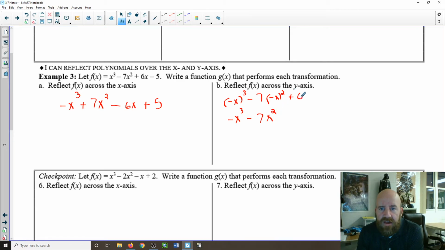Plus 6 times negative x. We know that 6 times negative x is a negative 6x, so that switches to a negative. And then the minus 5, we're not multiplying by x, so that stays the same. So real quick, what you can think about is if it's an odd power, we know that the sign will change for that term. If it's an even power term, then the sign stays the same.